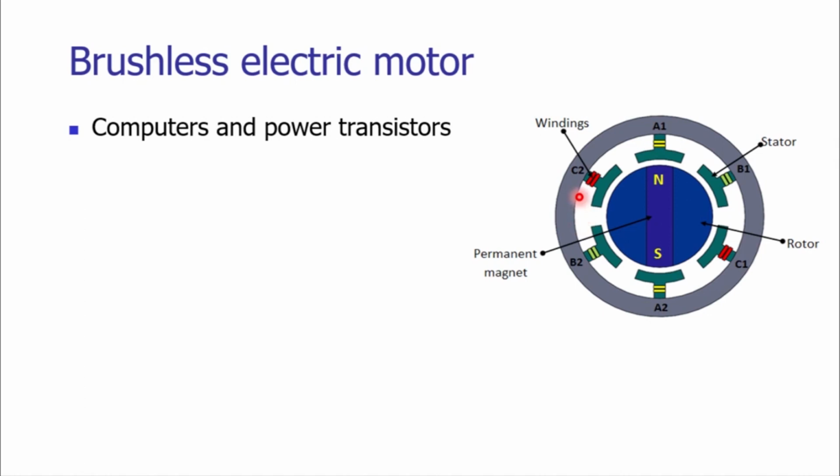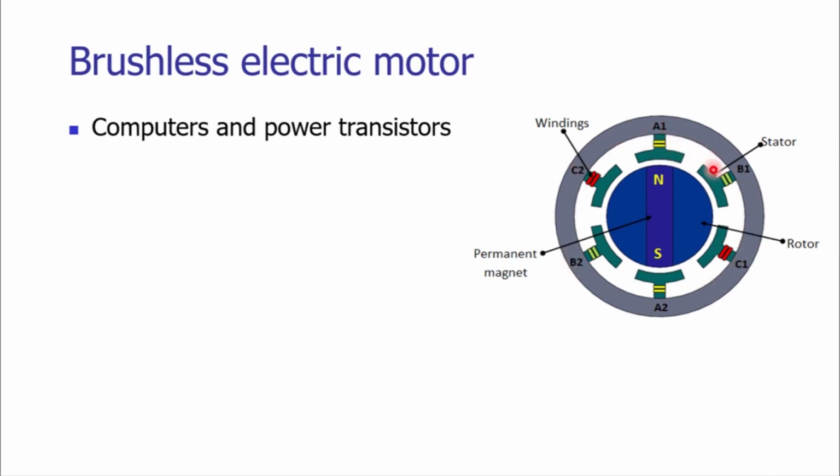These electromagnets are energized by using electricity, and this energization is carried out by using power transistors and computers. Since we are not sending the current to the rotor, there is no need of any brushes here. The stators are stationary, as they are not moving, so there is no need of brushes for the stators as well.